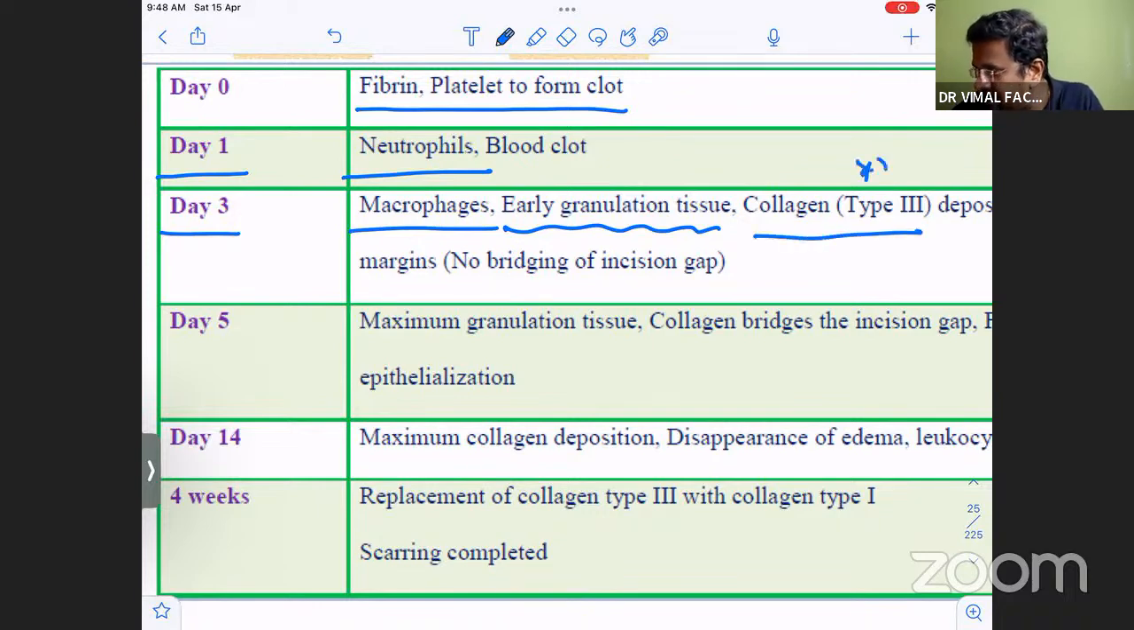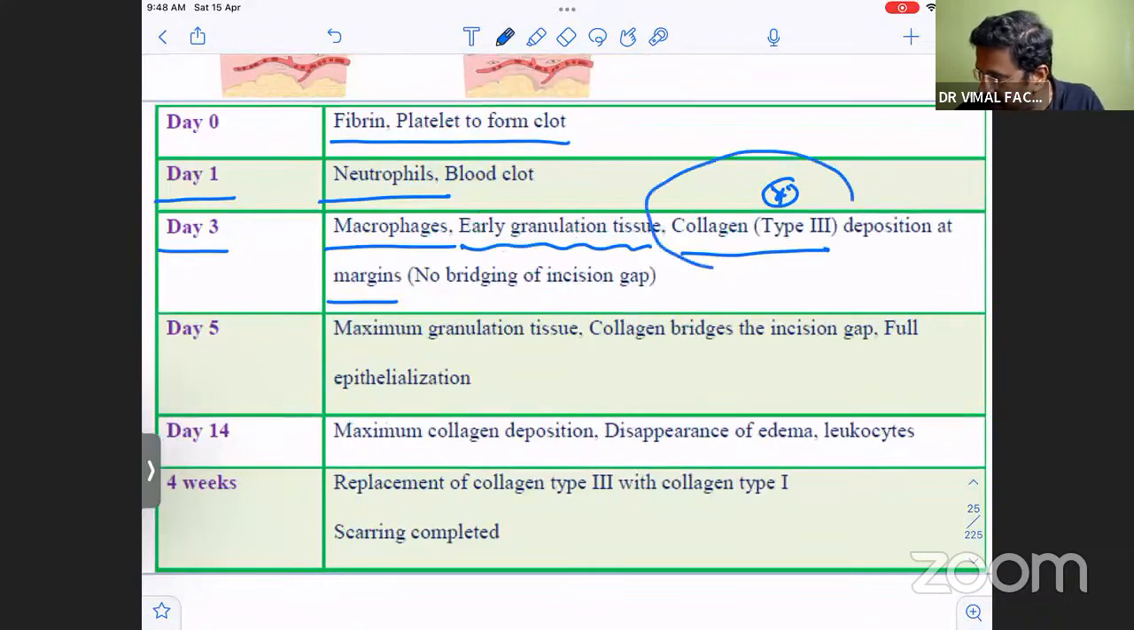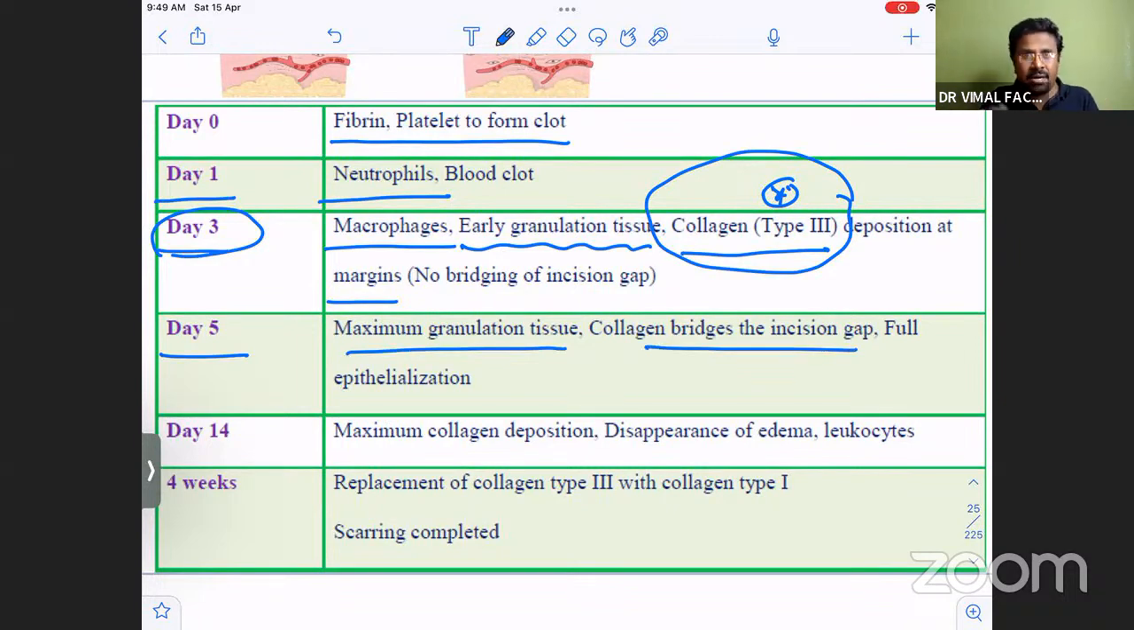Collagen type 3 will be deposited in the margins. So collagen type 3 is first visible at the granulation tissue, and that is at day 3. Day 3, so it is at the margins. So day 5, what happens? There is a maximum granulation tissue and there is a bridging of the incision gap and the full epithelialization occurs.